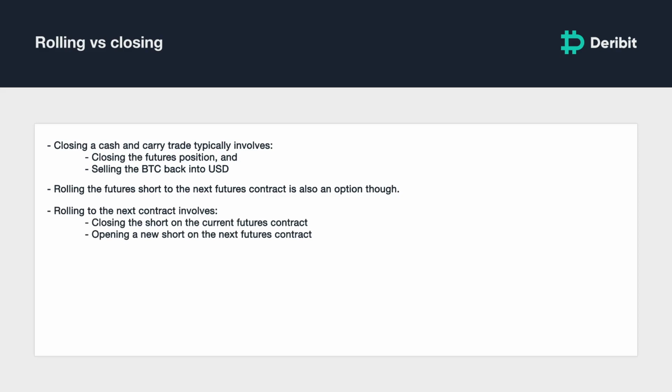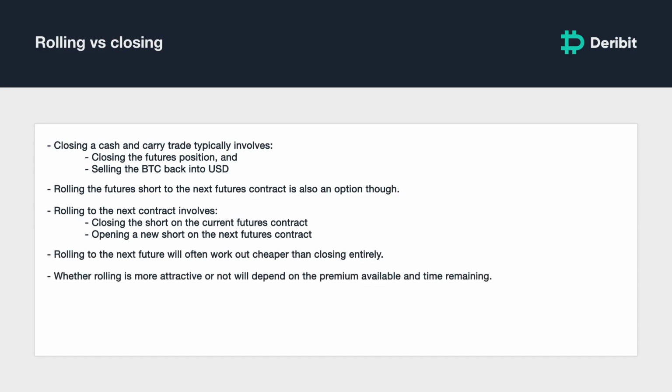As the trading fees on derivatives exchanges tend to be lower than that of spot exchanges, and you will also avoid having to do any transfers or withdrawals, rolling the position to the next month will often work out cheaper than closing the position entirely. Whether rolling it forward is attractive or not will of course depend on what sort of premium there is on the available futures contracts when you wish to close the current trade. You will also have to decide whether you want to tie up your funds for another few weeks or months.